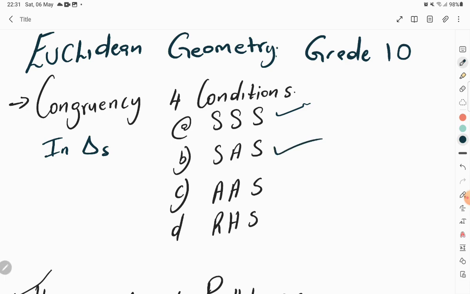Then we have side, angle, side. If we have that, it is a congruent triangle. Those triangles are congruent: angle, angle, side, and also right angle, hypotenuse, side. So these are the conditions that are going to help you the most when you are dealing with a parallelogram, or proving that the diagonals of a parallelogram bisect each other, or proving that the opposite sides of a parallelogram are equal. So this congruency theorem does the most when it comes to those kinds of proofs.